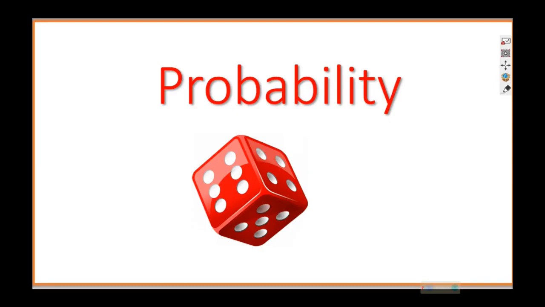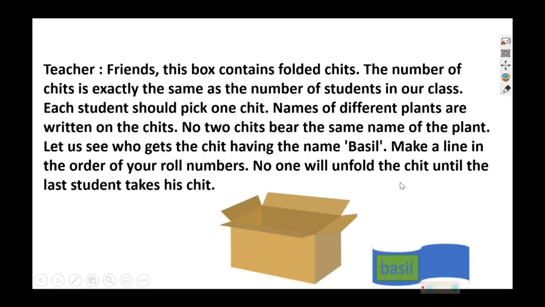Here is a small story taken out from your textbook, the story given at the beginning of the lesson, where the teacher said to the students, friends, this box contains folded chits. The number of chits is exactly equal to the number of students in our class. आपके क्लास में कितने स्टूडेंट्स हैं उतने चिट्स है बॉक्स के अंदर, and each student should pick up one chit. Names of different plants are written on the chits, and no two chits bear the same name of the plant.